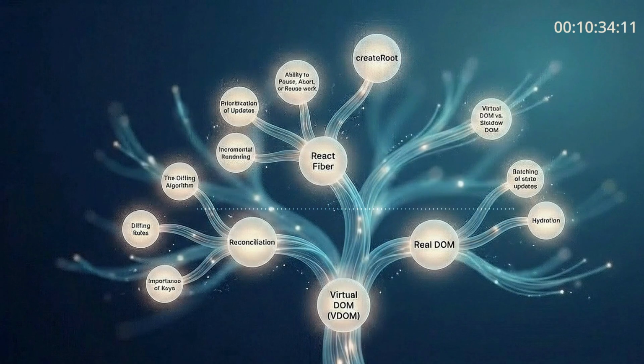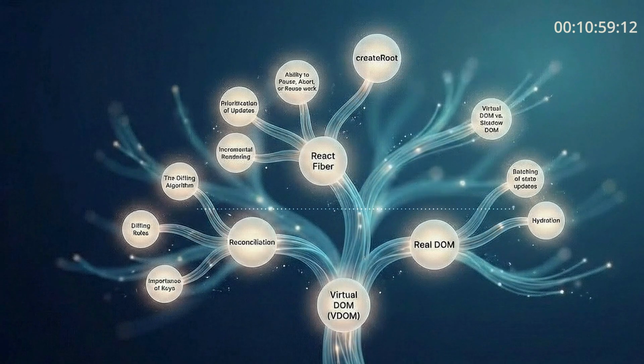This has been an incredible journey. We went from the slow, clunky real DOM to the fast in-memory comparisons of the virtual DOM, and now to this incredibly smart, scheduled world of the Fiber engine. I think the key takeaway for everyone is that modern web performance isn't just about raw speed anymore. It's about scheduling and prioritization. Understanding that Fiber can pause and prioritize work is what helps you build truly responsive modern applications.